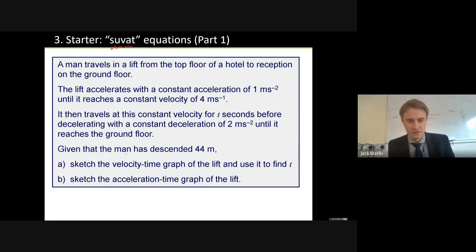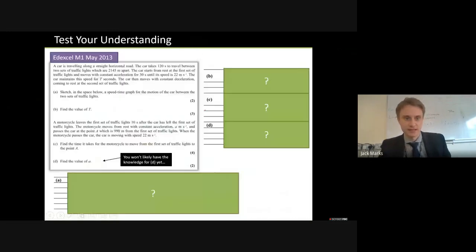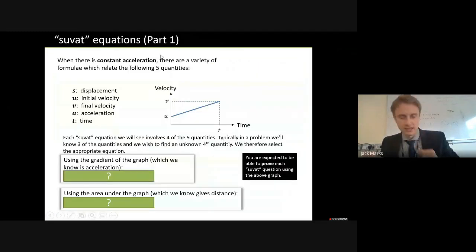And what we did before is velocity time graphs. We also did displacement time graphs, but it's the velocity time graphs in particular that can be used to derive what we call SUVAT equations. And you're going to be working with these a lot. So let's move on from the start. Let's have a look here.